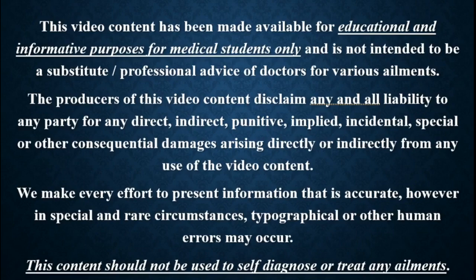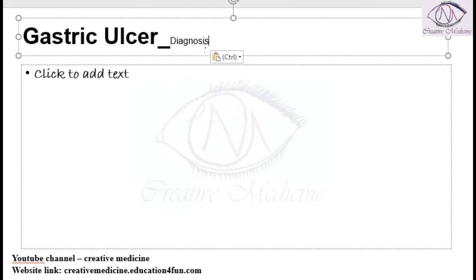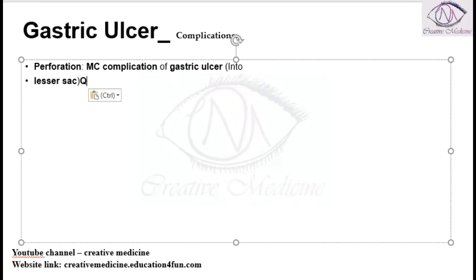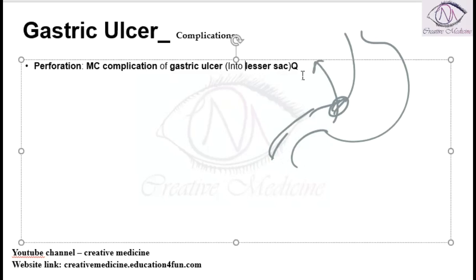In this lecture, we will learn about... Now, after diagnosis of gastric ulcer, what are the complications of gastric ulcer is important. The most common complication of gastric ulcer is perforation. Because the ulcer is mainly present in the lesser curvature of the stomach, it perforates into the lesser sac mainly. Most common complication of gastric ulcer is the perforation into the lesser curvature.